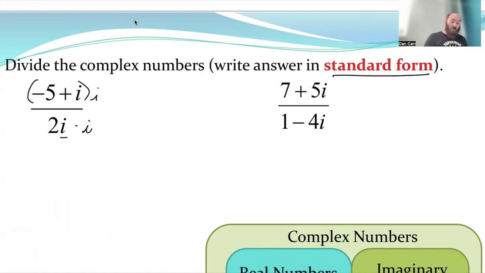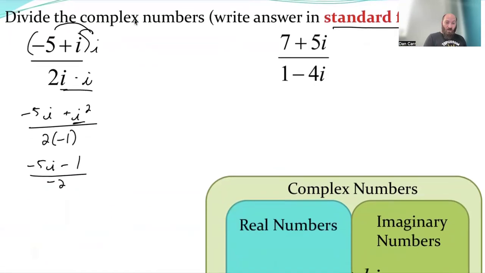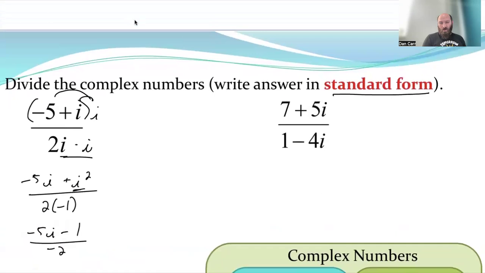But I have to do the same thing to my numerator, which means I am distributing this. So that's going to give me a negative 5i plus i squared. Underneath, I'm going to have 2 times i squared, which is the same as saying 2 times a negative 1. So now this will turn into negative 5i minus 1 over negative 2. Since I'm dividing everything by a negative 2 here, it's basically the same as making them all positive values.